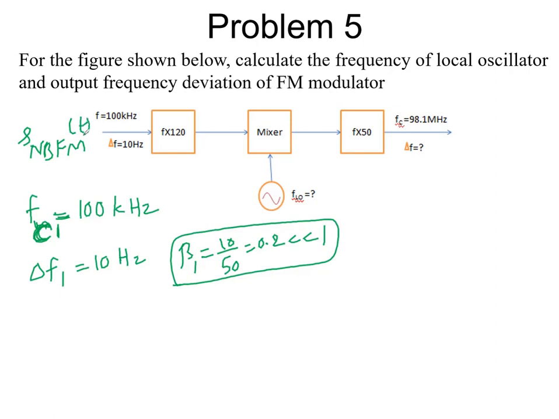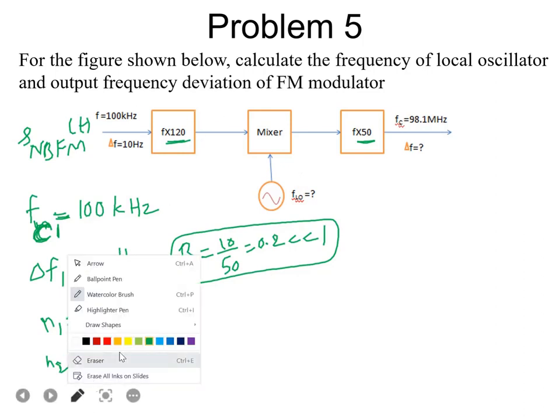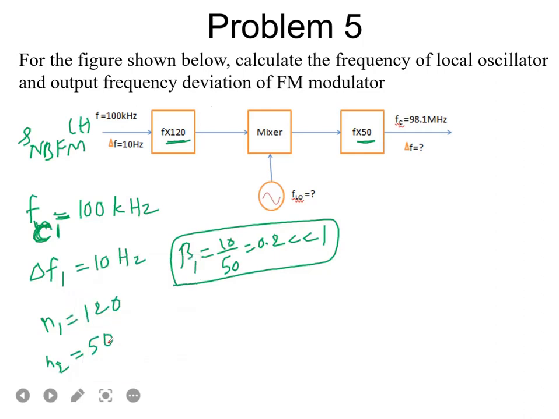Then here, anyway, let us not worry too much. There are two multipliers here, 120 and 50. Means your N1 is 120, your N2 is 50 here. Then there is a local oscillator. Now if it is getting 120, what will happen here? If it is multiplied with 120, obviously here it will become how much?